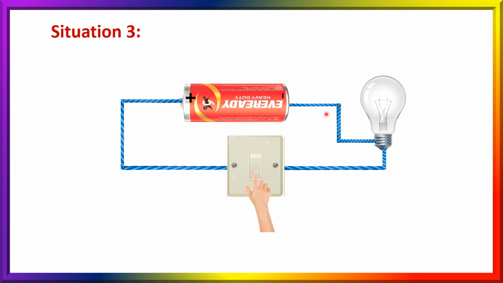Here battery is there, bulb is there, everything is there. But all these are connected by means of nylon wire, which is an insulator, it is not a conductor. Nylon wire doesn't allow the current to pass through it. That's why it is an insulator.